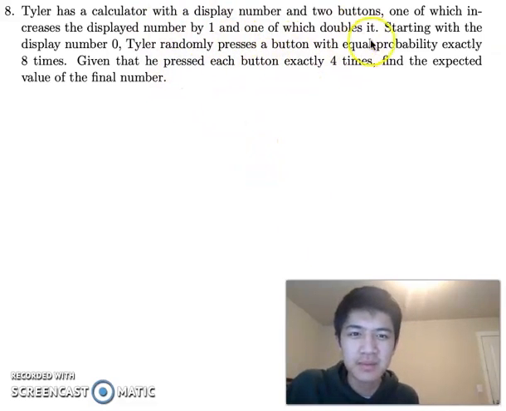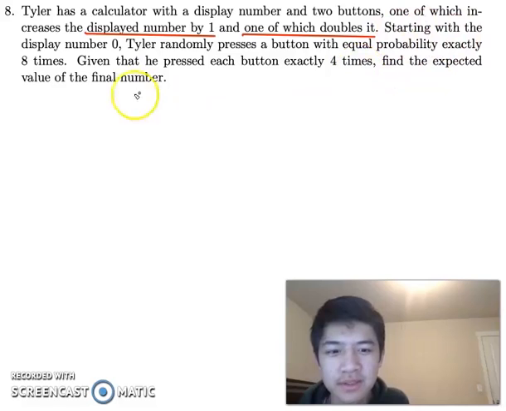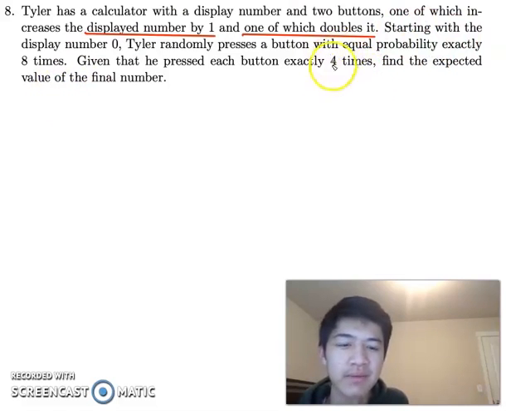And in this problem, we have somebody called Tyler, and he has a calculator with a display number and 2 buttons, one of which increases the display number by 1, and one of which doubles it. Now we start with the display number 0, and we randomly press a button with equal probability 8 times.